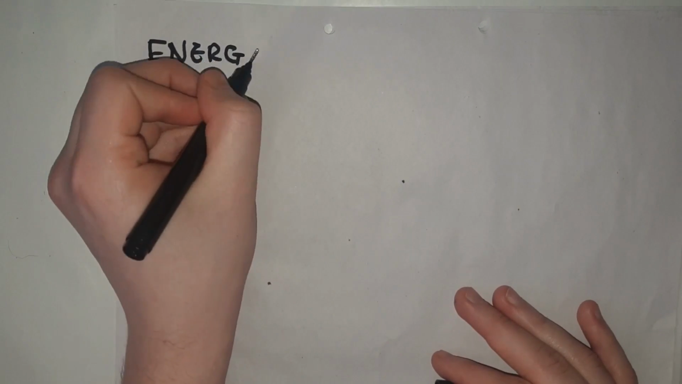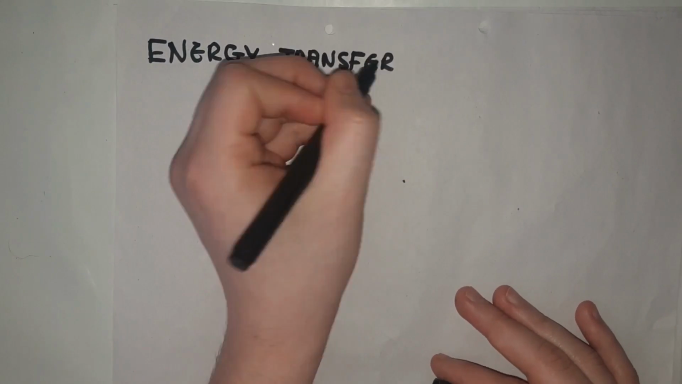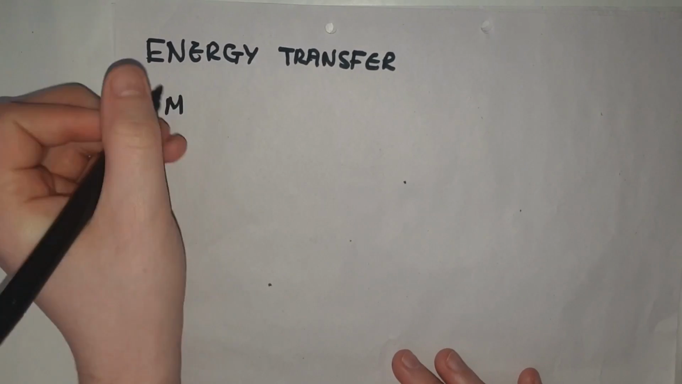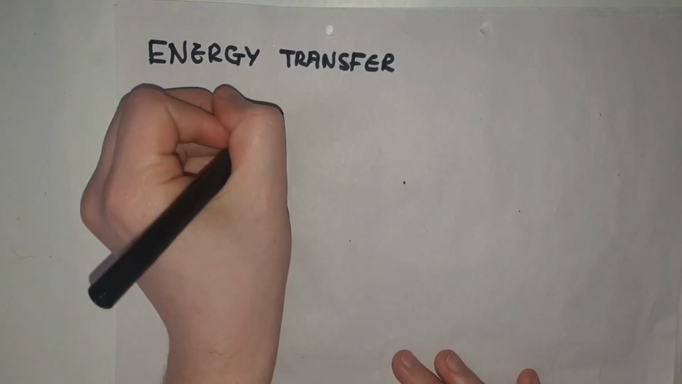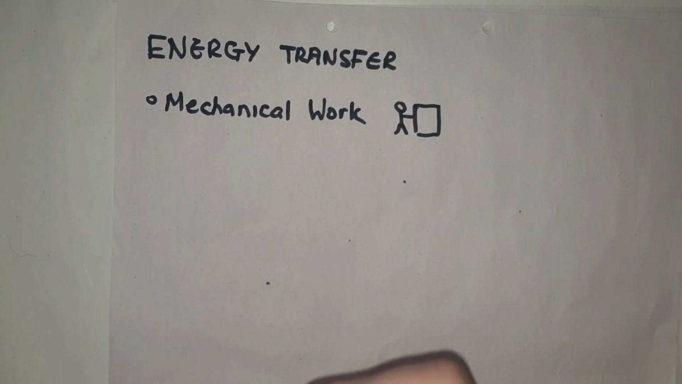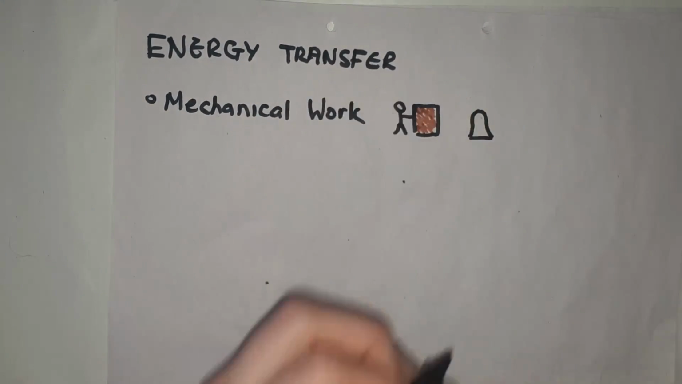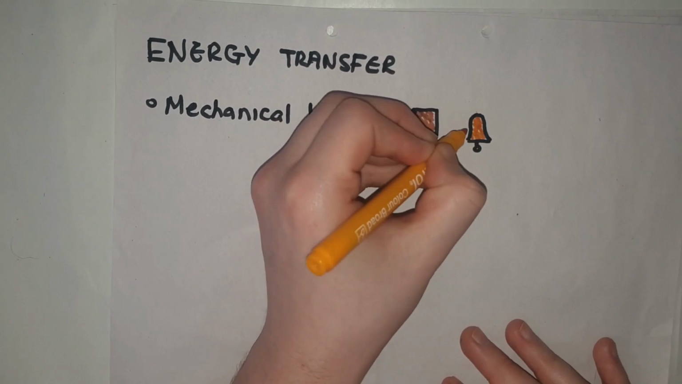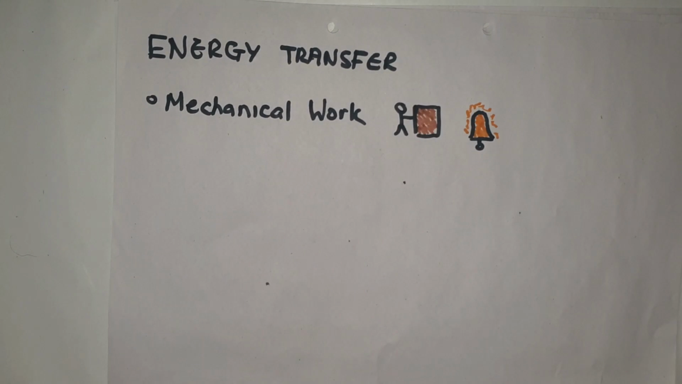So now we're going to look at how this energy is transferred from store to store. So the first example we're going to look at is mechanical work. Now this is when energy is transferred because a force is moving an object through a distance. For example, pushing or pulling an object. Another example is sound travelling when ringing a bell. This is mechanical work. And an object falling due to the force of gravity pulling it down.